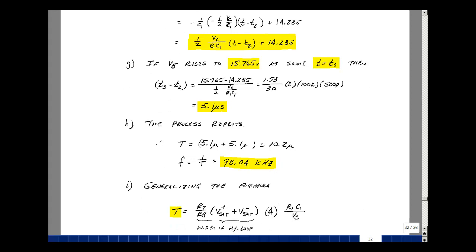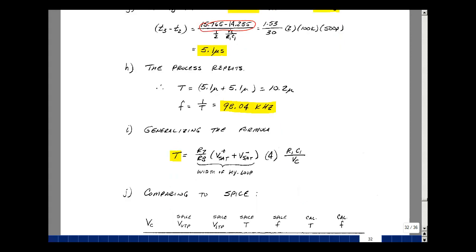Now, can we derive a general formula for this? If you look at this and do it symbolically, you could figure it out, but it gets a little tedious. But if you look at what's going on here, the term over here, this is the width of the hysteresis loop. And we have a formula for that. That's R7 over R8, saturation plus minus saturation minus. And we're dividing by this term over here. So we're going to have a 2, and I'll explain where the other 2 comes from. R1 C1 divided by V sub C. Now this is for half of the period, so just double it for the period together.